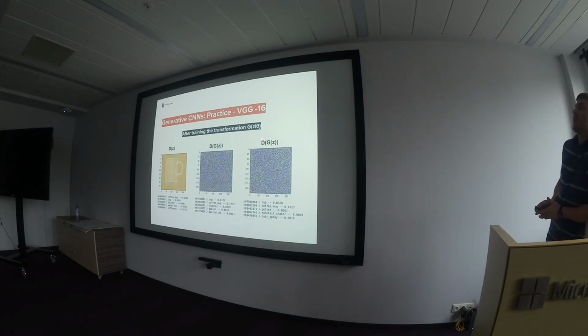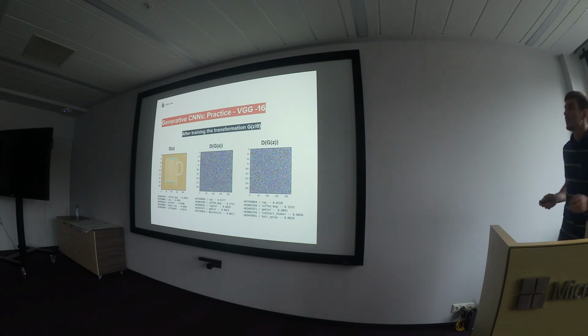After training the transformation, we have random noise classified as a cup, more confidently than the real image. And that's one sampling; there's another sampling, and we also have random noise classified as a cup, more confidently than a real one.